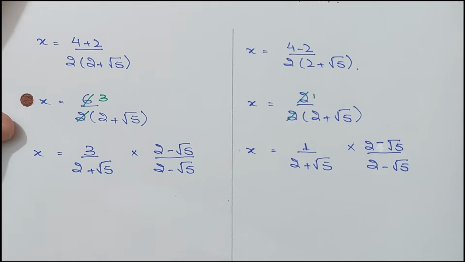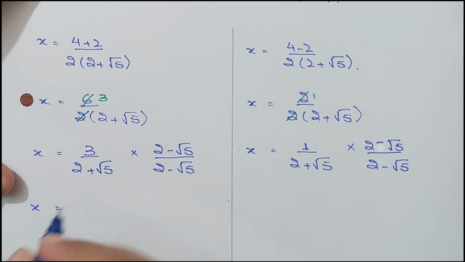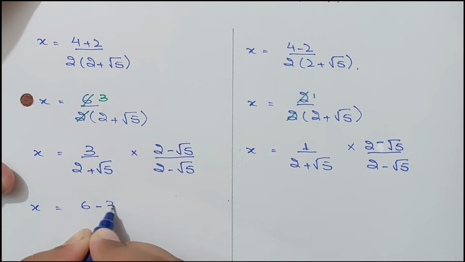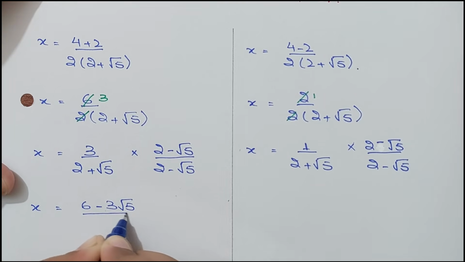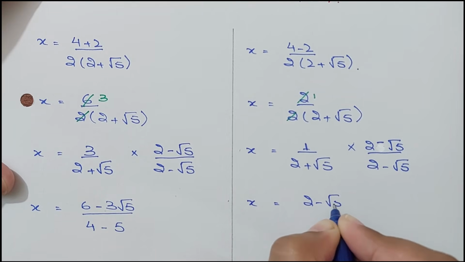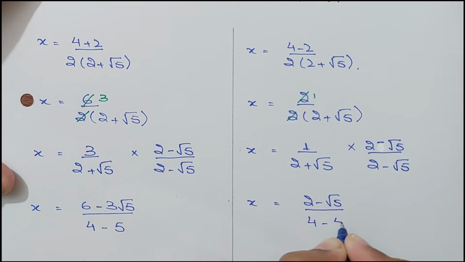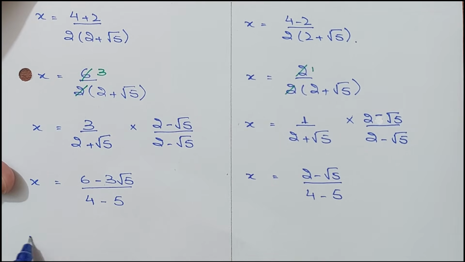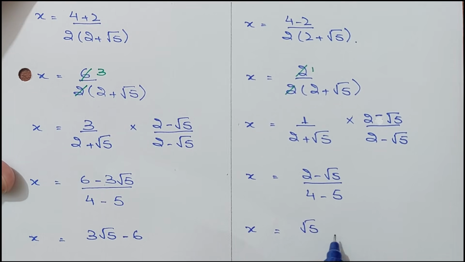All right. So here x equals 3 times 2 is 6 minus 3 square root of 5, divided by 2 squared is 4 minus square root of 5 squared is 5. Here x equals 2 minus square root of 5 divided by 4 minus 5, which is negative 1. So x would be equal to 3 square root of 5 minus 6, and here x would be equal to square root of 5 minus 2, right? So these are the two solutions in the form of a plus b square root of 5, right?